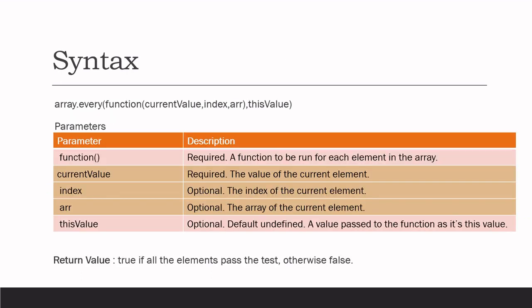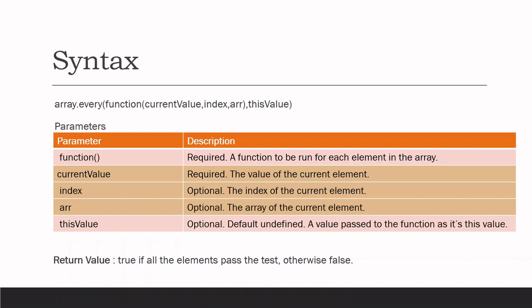So what is the syntax for the every function? Array dot every. The first parameter is a function, so we pass the function reference, and then the this value. The function is a required parameter. This is the logic which we want to execute on each element of the array, and that logic should be contained in a function.